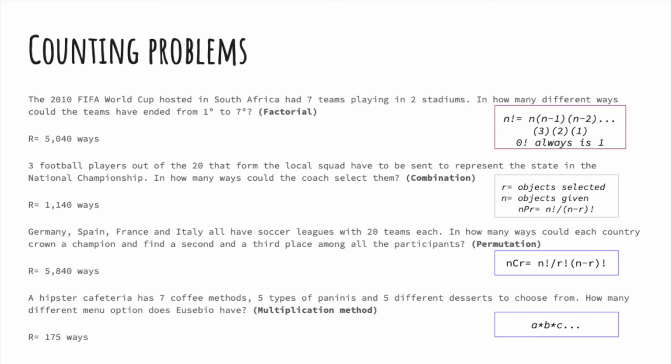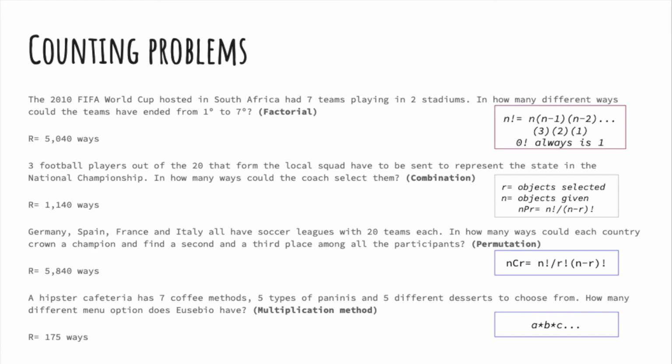Now we have the counting problems, and for each method there is only one problem. The first problem is about the factorial method, where 7 is the representation of n, and we need to find the factorial of 7 with the factorial formula. Then the second one is about combination. Our objects given are 20 and the objects selected are only 3, and this problem does not say anything about the order, so it's combination.